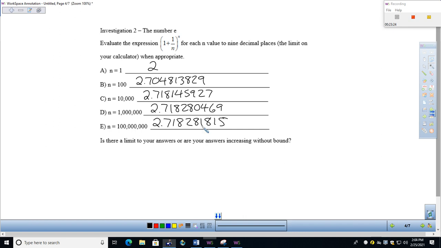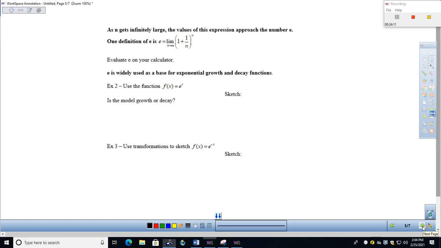So it kind of begs the question, is there a limit to your answers, or are your answers increasing without bound? Are the answers skyrocketing, or do they seem to plateau towards a particular number? And of course, there's a limit. They are approaching a particular value. And so, without further ado, as n gets infinitely large, the values of this expression approach the number e.